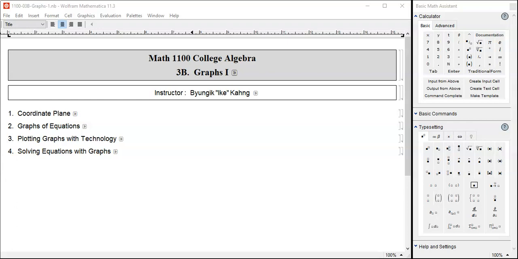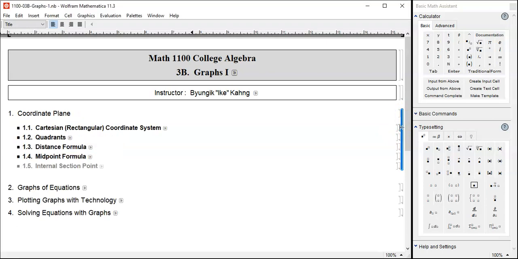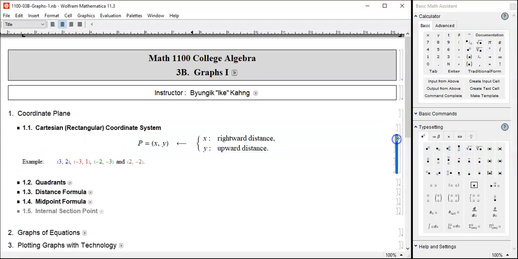Hello students, let us now begin lesson 3b. This corresponds to the starting point of chapter 2 of our textbook. It fell right in the middle of week 3, so I divided it into 3a and 3b. Let's begin. Lesson 3b, graphs. And the first concept is the coordinate plane.